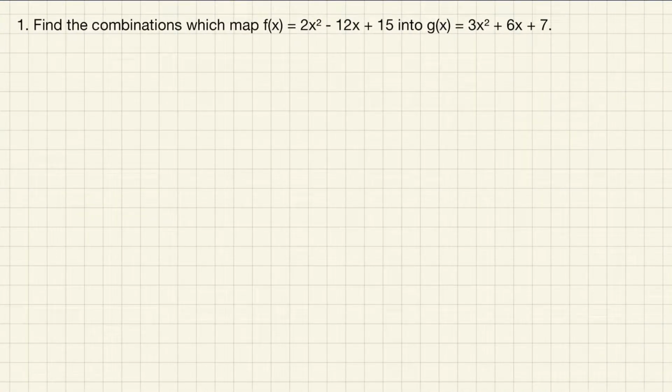Question 1 asks us to find the combinations which map the function f of x, 2x squared minus 12x plus 15, into the function g of x, which is 3x squared plus 6x plus 7. And here, since we're trying to find the combinations, we'll be solving for every translation, left or right, and stretch or contraction that's needed to make the function f of x onto g of x.